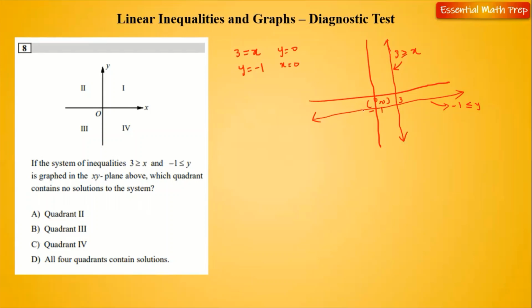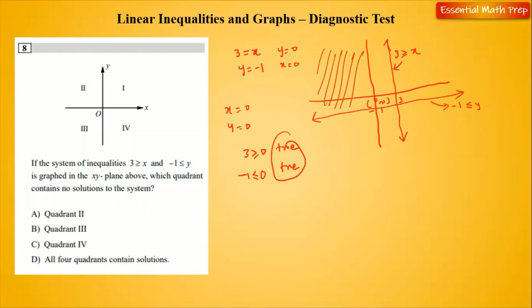If you notice, neither of these run through the origin. So we can take x equals 0, y equals 0 to test our hypothesis. So if you substitute, 3 greater than 0, that's a true statement. And negative 1 is less than or equal to 0. That's a true statement as well. Because it is captured in the origin, you have to shade all 4 quadrants. When you shade, you see quadrant 2, quadrant 1, quadrant 3, quadrant 4, all are captured. So the answer is all 4 quadrants contain solutions.